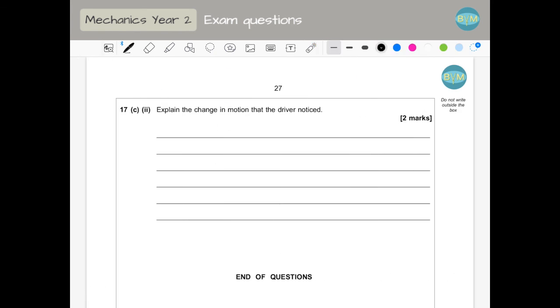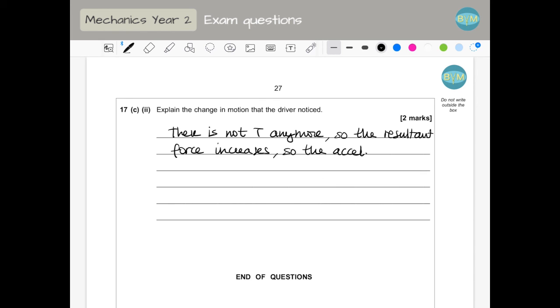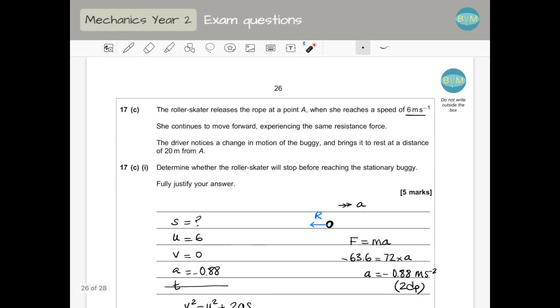So we can write something like, there is no tension anymore in the string, there is no tension. So the resultant force increases. So the acceleration of the buggy increases. Again, you can explain with your own words. But that's what happens. And that's all with this question.